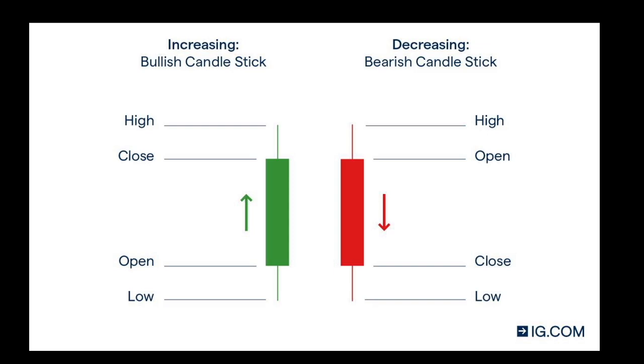Something I do want to mention, an uptrend is going to consist of higher lows and higher highs. So that is something to be watchful of. The downtrend is going to consist of lower highs and lower lows.